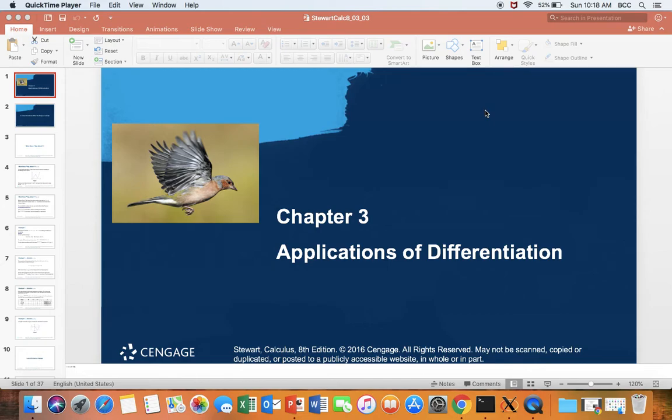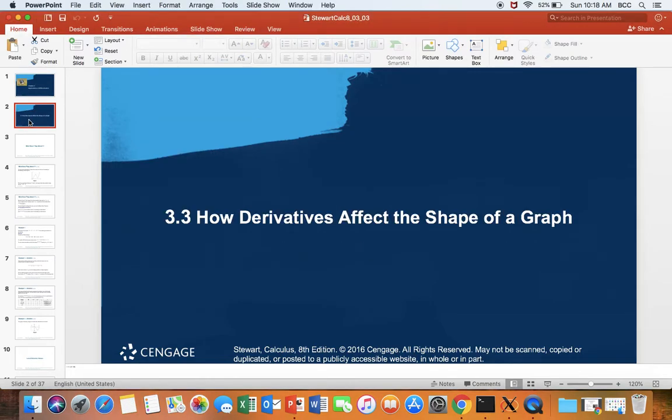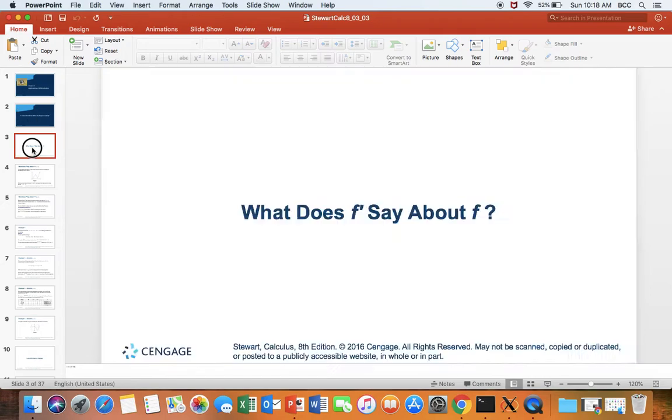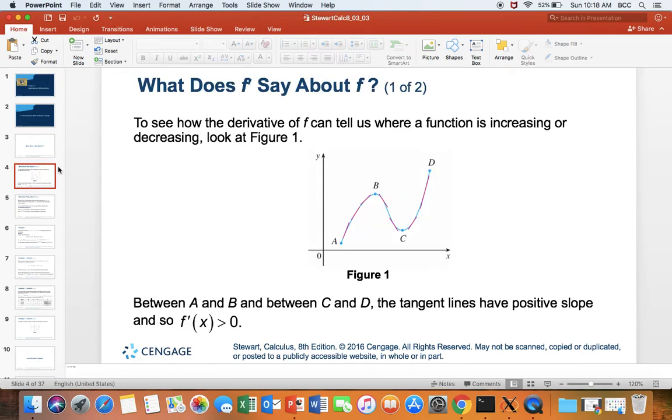So this is chapter 3, section 3.3: how derivatives affect the shape of a graph. In other words, from f prime, what can you say about f? What does f prime say about f? All right, let's go back to the basics. What does f prime say about f?